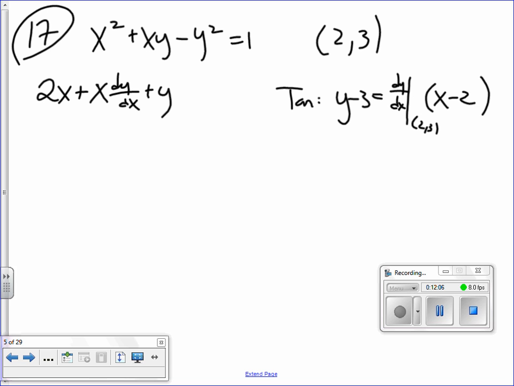No, this is first. This is your first. This is your second. So we have first times derivative of the second plus second times derivative of the first. I didn't write it, but it's 1.